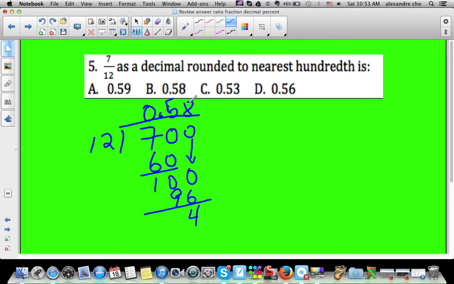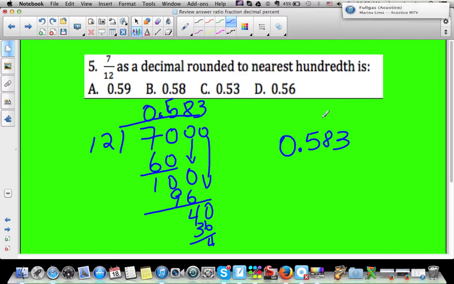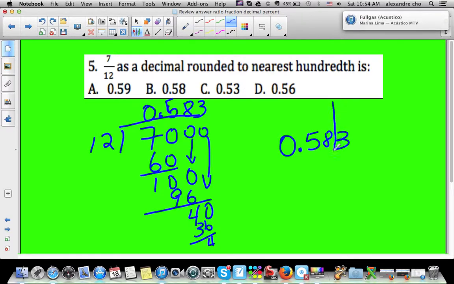Now, some of you might stop over here. Please don't, because if you want to round it to the nearest hundredth, you need one extra number to see if it's going to make the 8 stay or go up by 1. In order to round, you need that extra number on the side. That's why we're going one more number. So bring another 0 down. 12 goes into 40 3 times, and that's 36. We can stop right here. We could have gone on, but we don't need to, because we only need that extra number in the thousandths place.